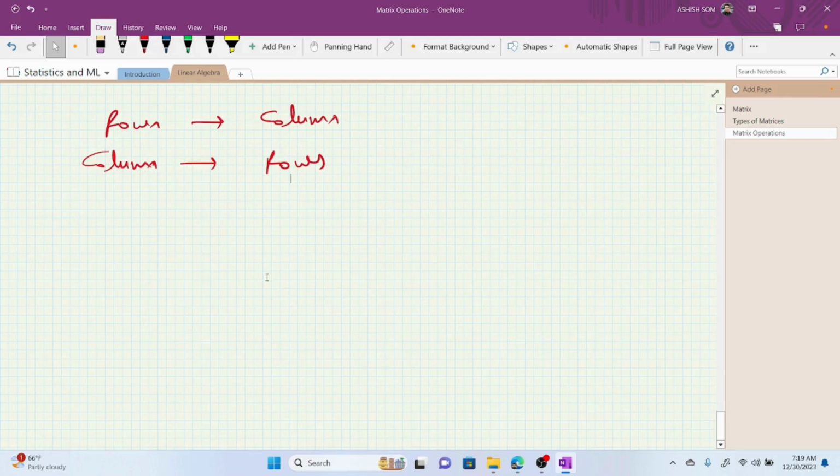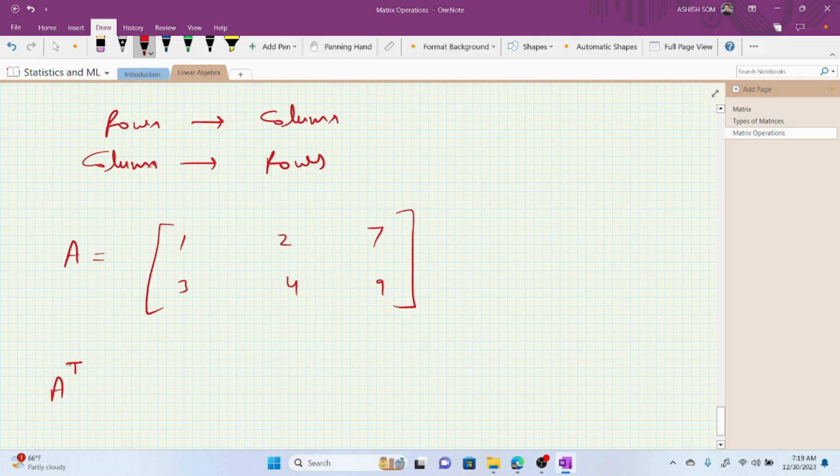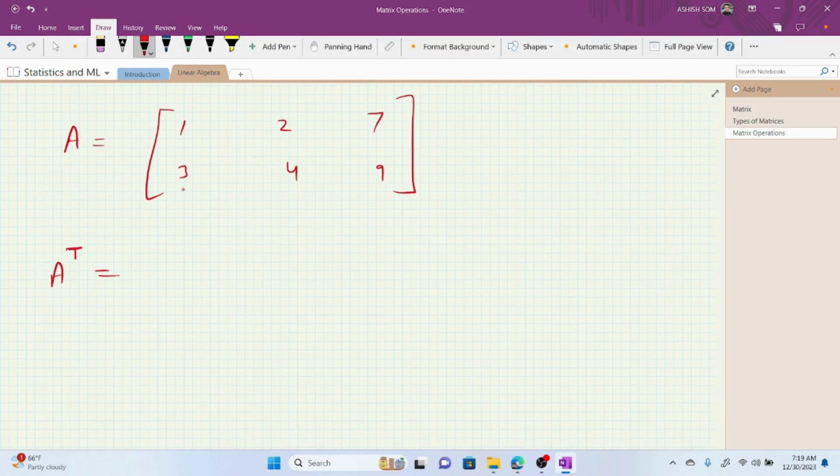Let's do it. Suppose I have a matrix A, and it looks like this: 1 2 3 4, maybe 7 9, like this. This is my matrix A transpose. We represent it like this. This is the transpose of A. The first row will become the first column. So here the first row will become 1 2 7. The first row has become the first column.